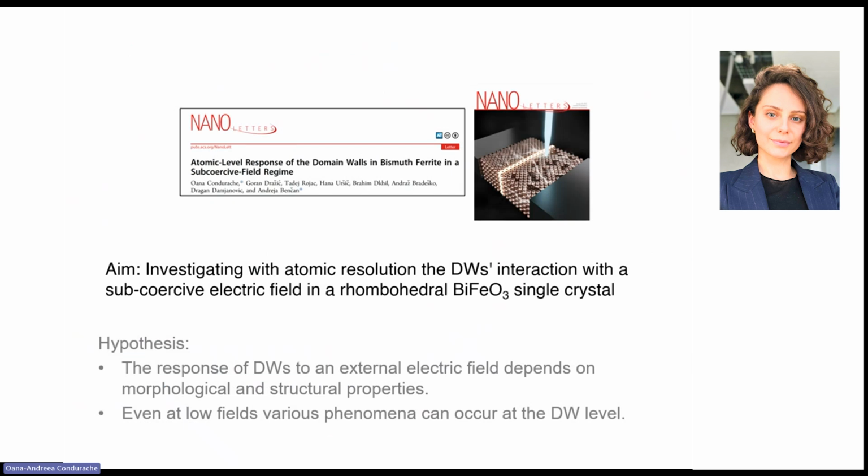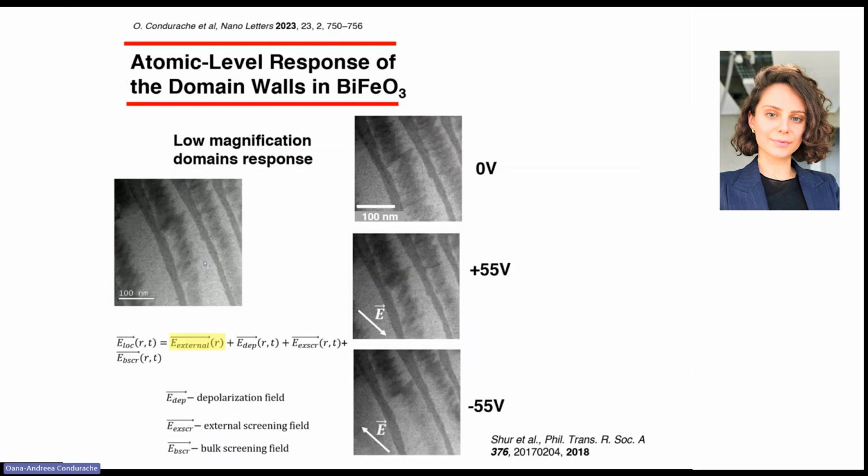And in the next slides, I will show you one study published in Nano Letters, which shows the interaction of one single domain wall at the atomic scale with electric field. And the material was rhombohedral bismuth ferrite single crystal, which has quite an ordered domain structure. It's common to see these lamellar-like domains and inside the zigzag domain walls.